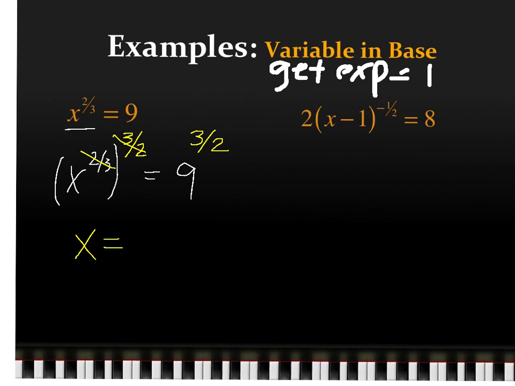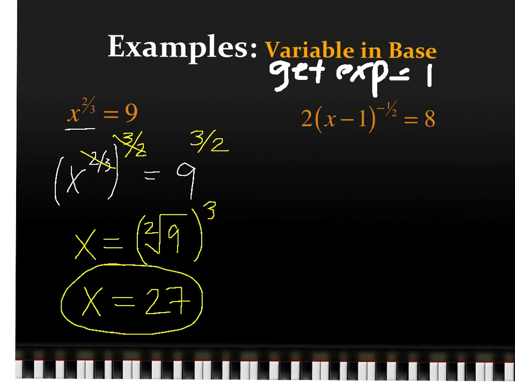Now 9 to the 3/2, we can put the 2 in the root, although we don't really need it. Take the square root of 9 and then cube that. So this is like video number 4 of those problems. So we get x equals, we know the square root of 9 is 3, and 3 cubed is 27.